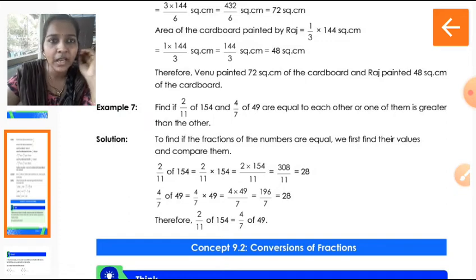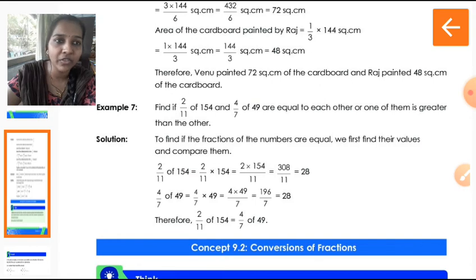Now let's answer. To find if the fractions of the numbers are equal, we first find their values and compare them. Okay, 2 by 11 of 154. How we can find out? 2 by 11 into 154. That is, first multiply 2 with 154, then divide it by 11. So here you will get answer 28. Okay, when you are dividing 308 by 11, you will get answer 28.